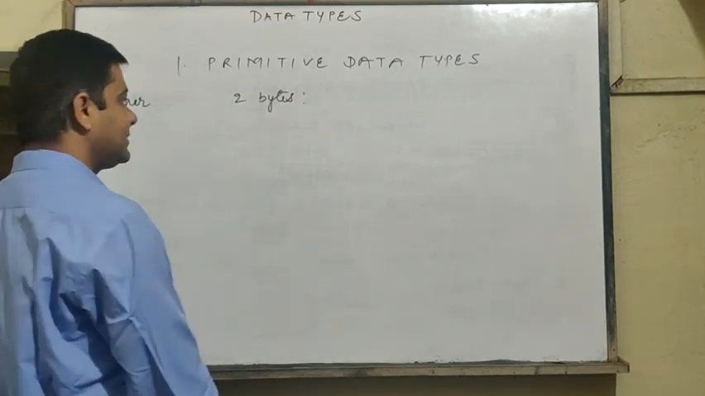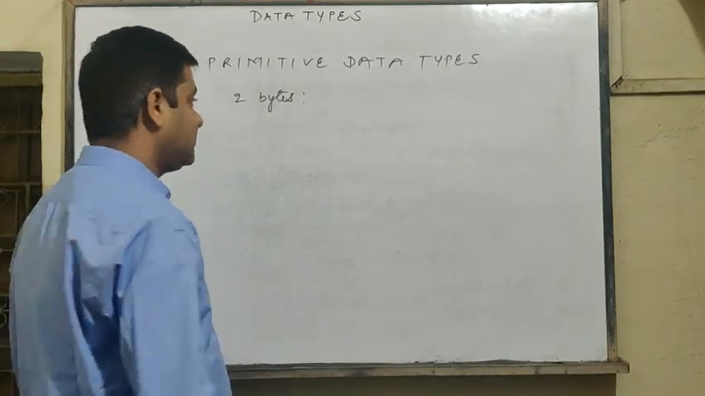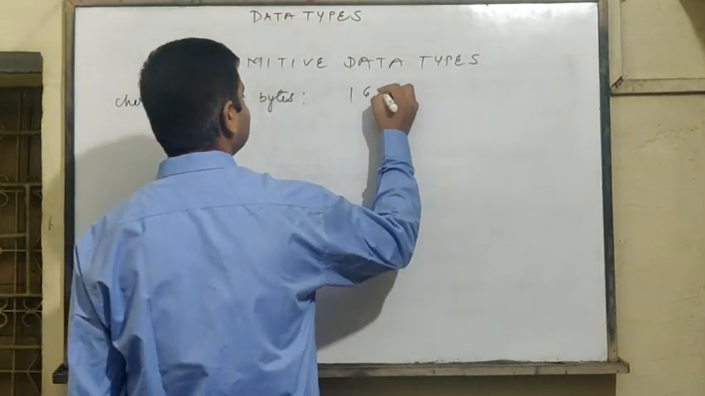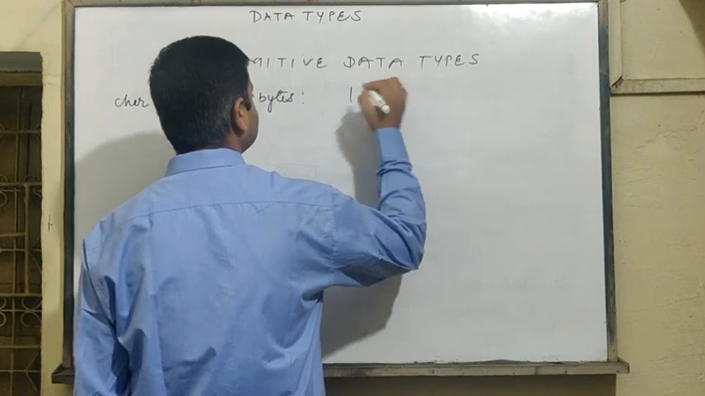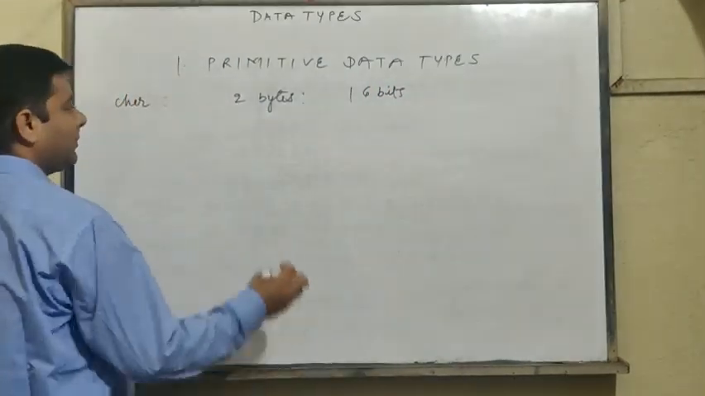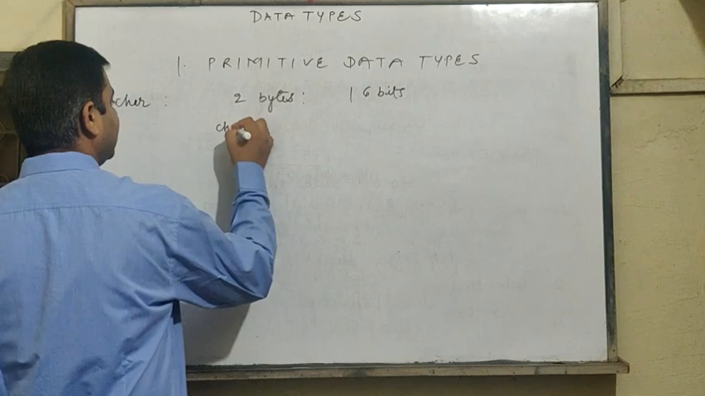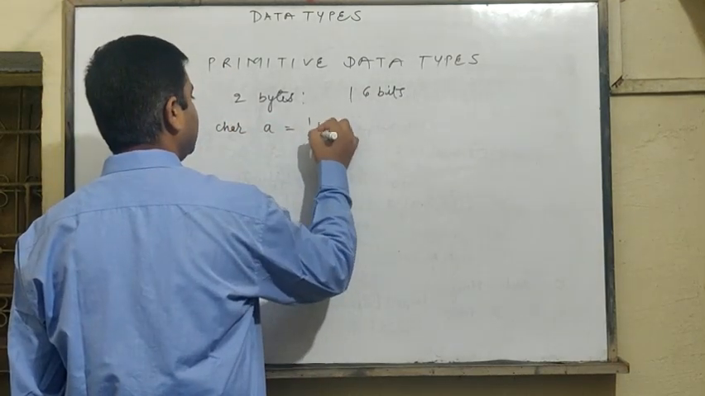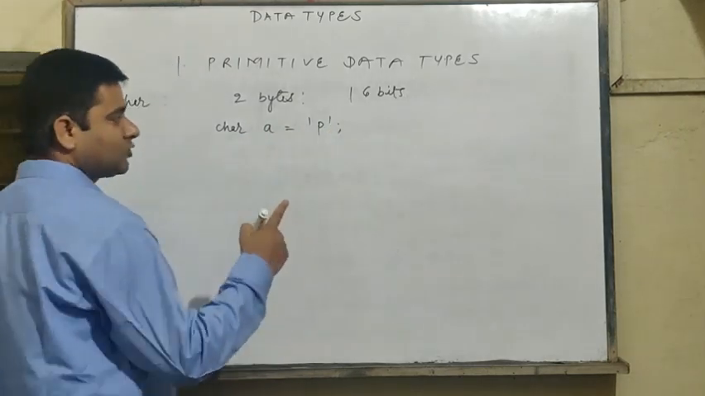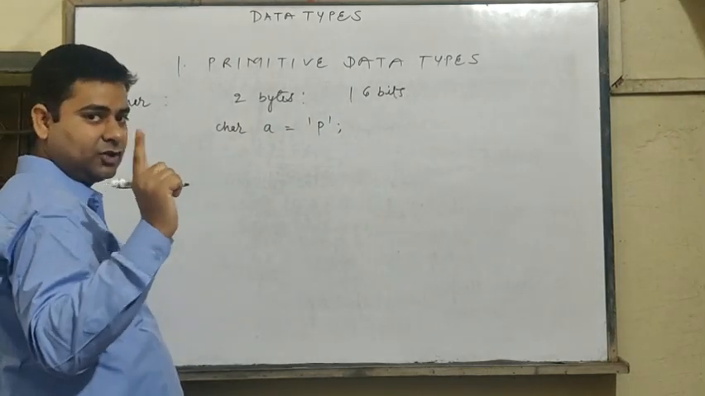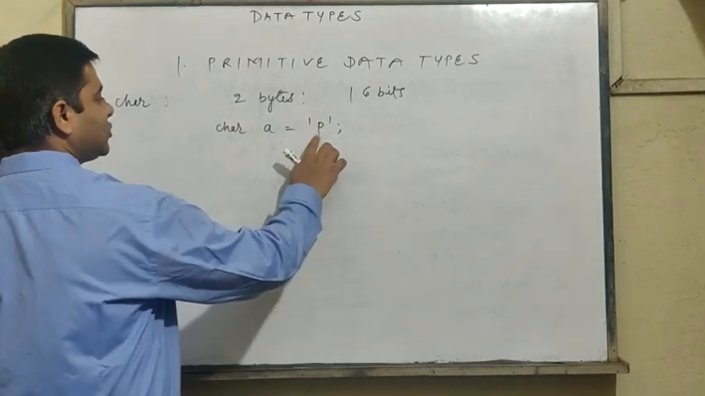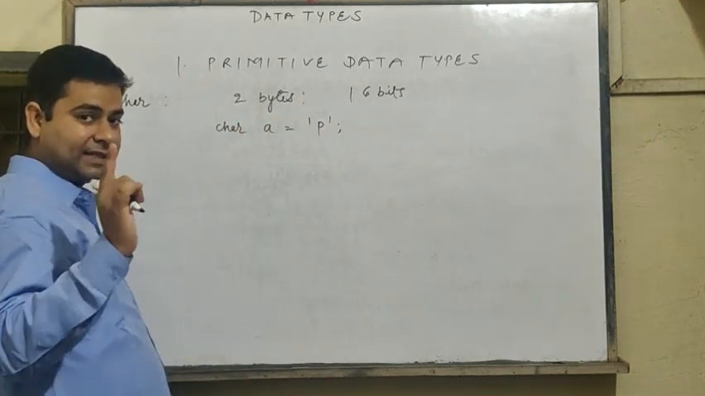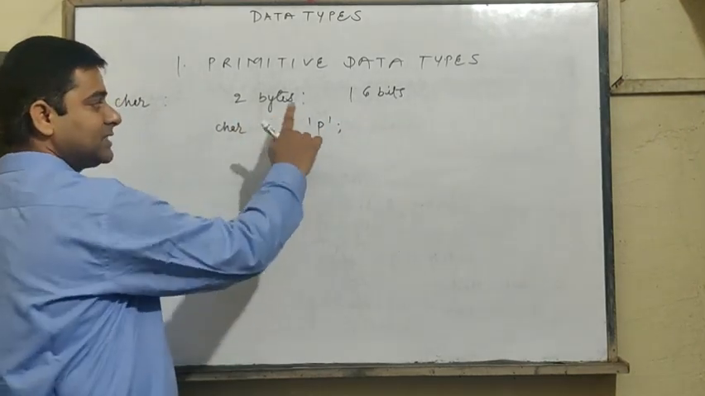How many bytes? 2 bytes of memory. 2 bytes means 16 bits. And how can you store a particular character in the character data type? Example: char A = 'P'. This is called a character constant. One character, when you are storing one character, should be enclosed within a single quote.